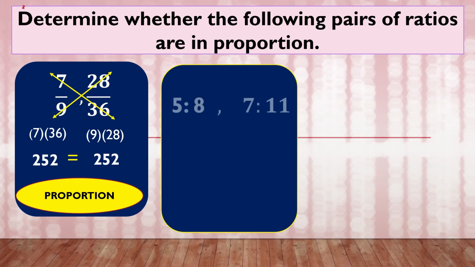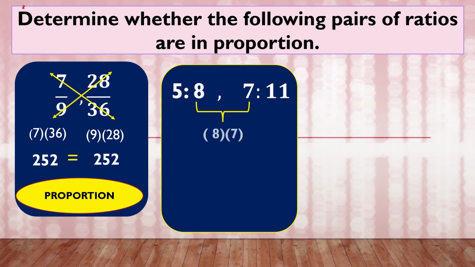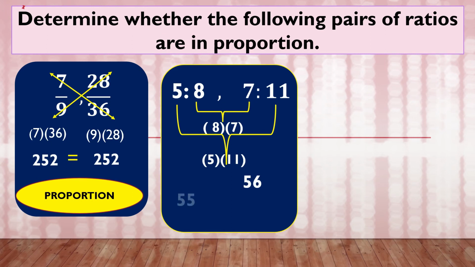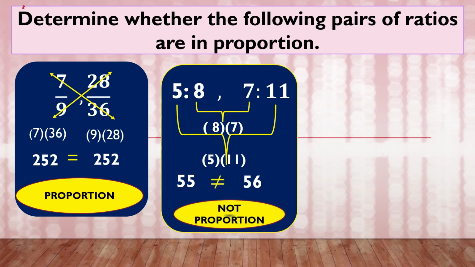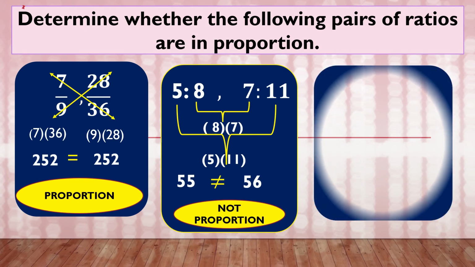Next, we have 5:8 and 7:11. So we can also apply what we call the so-called multiplying the means and multiplying the extremes. So 8 times 7 is equal to 56. 5 times 11 is equal to 55. So let's compare. We all know that 55 is not equal to 56. That's why this pair of ratios is not a proportion. So it's just simply getting the cross products.